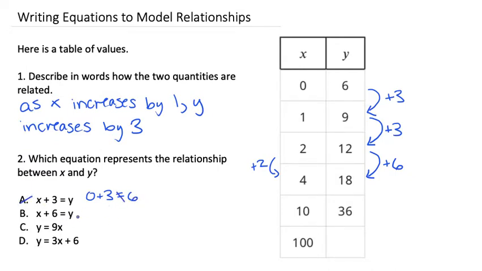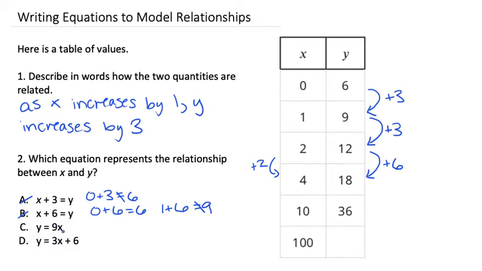For B, x plus 6 equals y. Now this one is going to work for the first row of the table because 0 plus 6 does equal 6. But if I check it on the second row of the table, x plus 6, when x is 1, y should equal 9. 1 plus 6 is only 7. So that does not work.